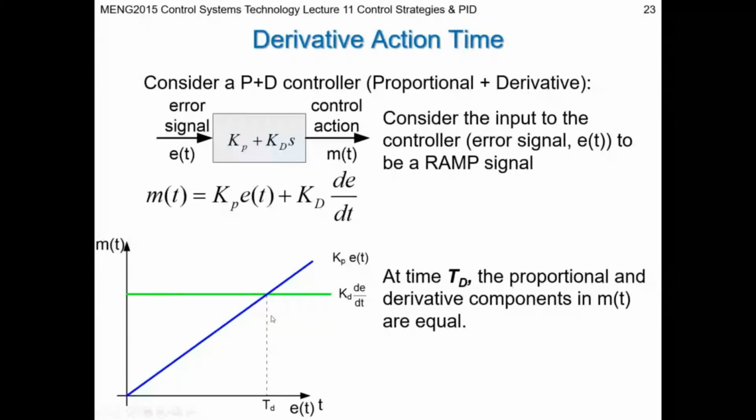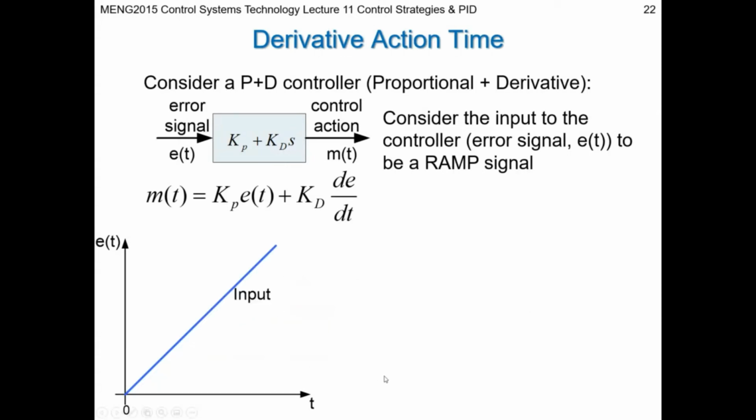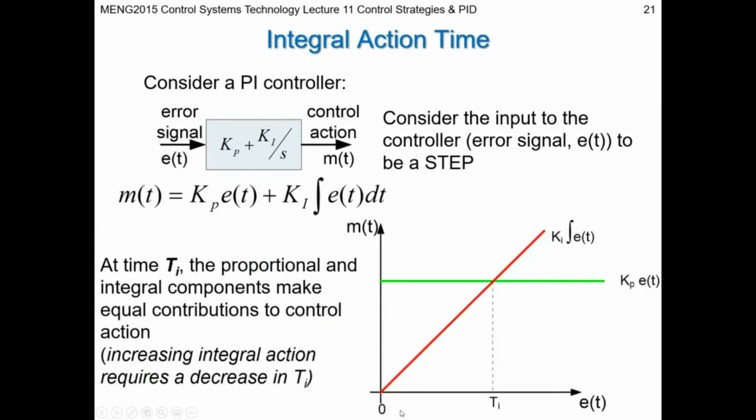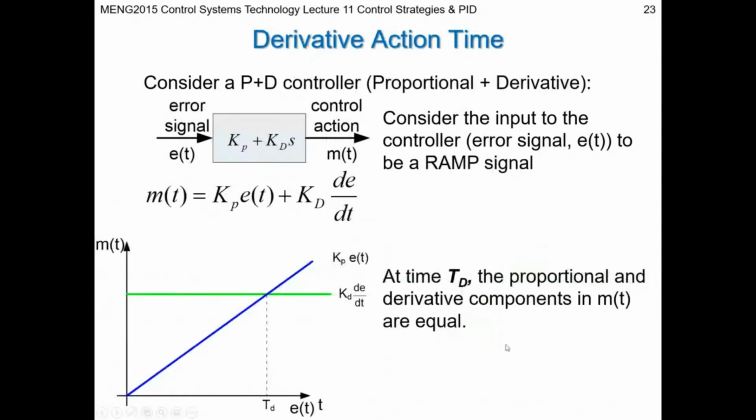And if you set a higher Td, then basically what you're doing is you're increasing your derivative action relative to your proportional action. So for Ti, your integral action time, if you have a smaller Ti, you have more integral action. But for your derivative control, if you have a larger Td, you have more derivative action.